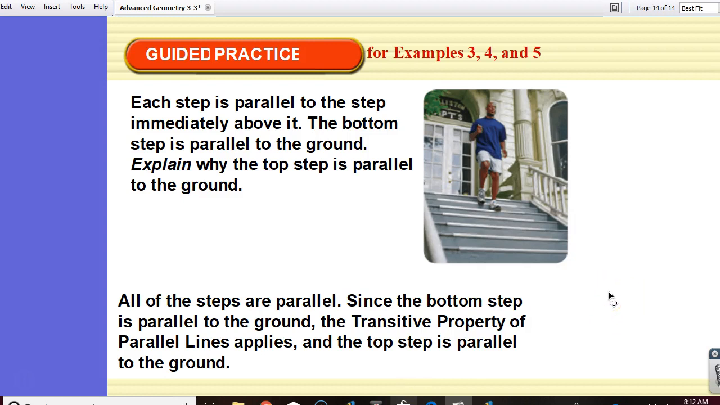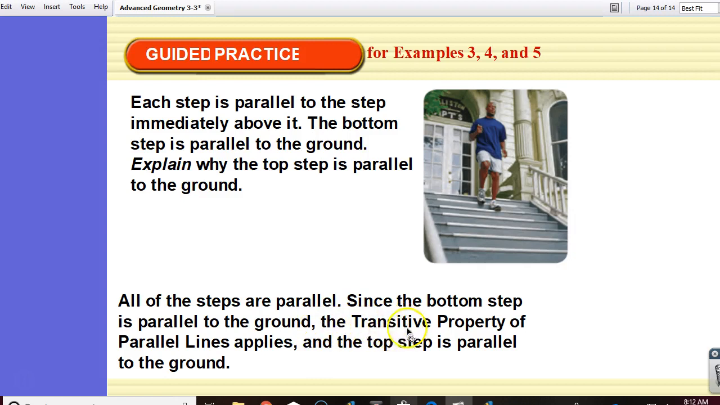All right, so instead of doing it that long, drawn-out way, we do have a shortcut now. All of the steps are parallel. Since the bottom step is parallel to the ground, the transitive property of parallel lines applies, and the top step is parallel to the ground. So the transitive property of parallel lines lets you skip all the in-between steps, which is awesome, right?